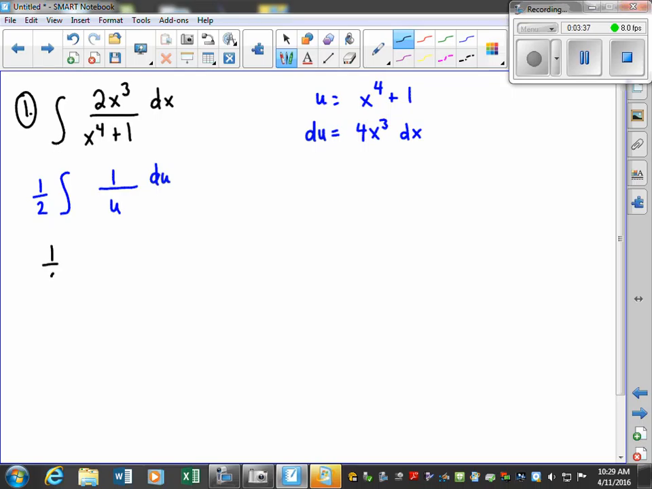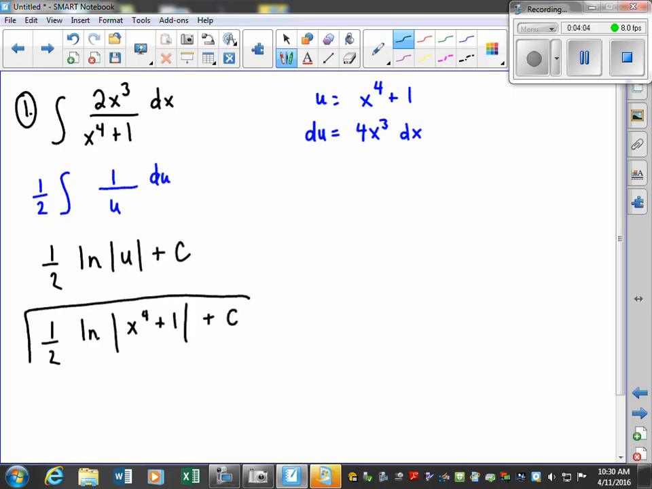And now we'll just bring down our 1/2, and by definition the integral of 1 over u du is just going to be the natural log of u plus a constant. Now we can leave our answer there in terms of u, or just for the sake of the practice of it, we can replace our u with our x to the fourth plus 1 plus a constant. So sometimes the format of your answer will be left in terms of u, and sometimes they'll go through the extra step and plug it back in using your information up there.